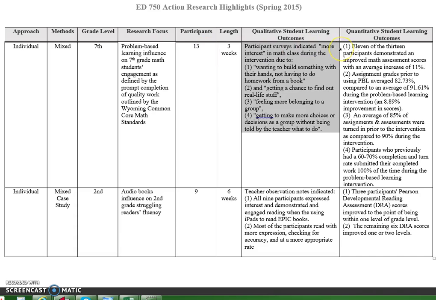So we'll move over here to the quantitative side, and you'll notice that this person, when they reported the quantitative outcomes, again, they tied it to describing what happened numerically in the study. Okay, so we have participants demonstrated improved math scores with an average increase of 11%. Now, as Dr. Lynn alluded to earlier, a couple of things we need to keep in mind for the context of reporting particularly quantitative results.